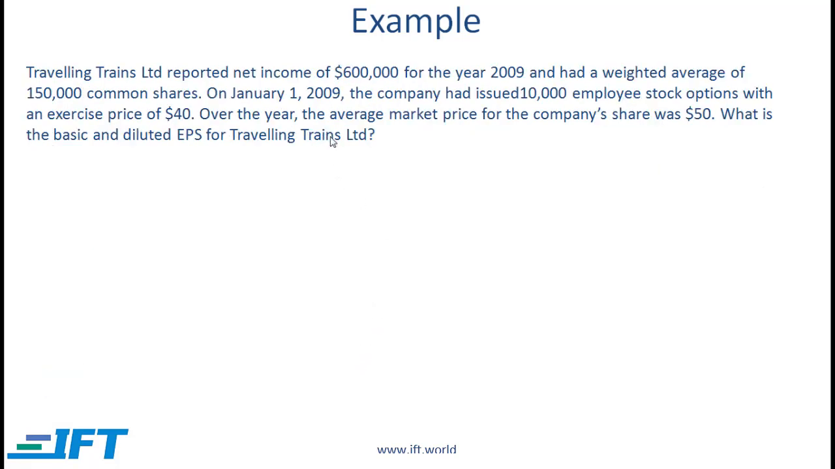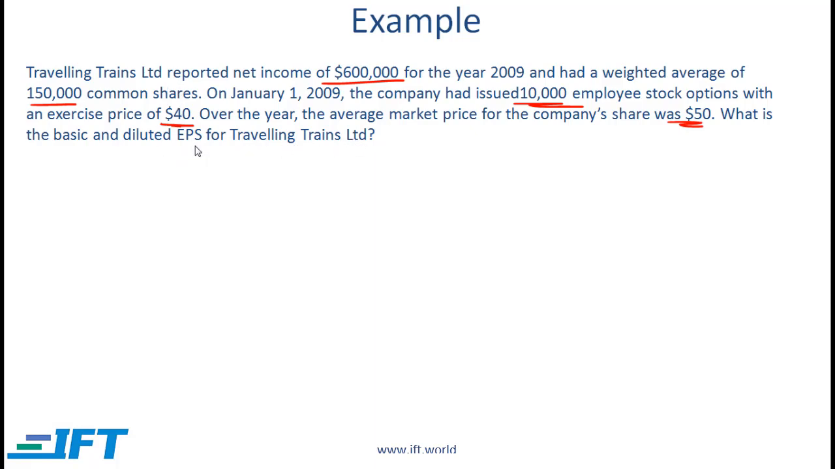Now let's consider an example which involves employee stock options. Net income is 600,000. The weighted average number of shares is now 150,000. The company had issued 10,000 employee stock options with an exercise price of 40. Over the year, the average market price for the share was 50. What is the basic and diluted EPS for Traveling Trains Limited?